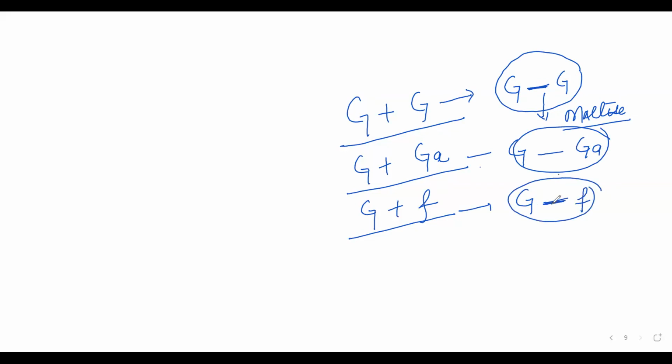So this linkage which joins the monosaccharides, we call this linkage glycosidic linkage. The linkage which joins the monosaccharides in a disaccharide or a polysaccharide is called glycosidic linkage. Right? Yes.